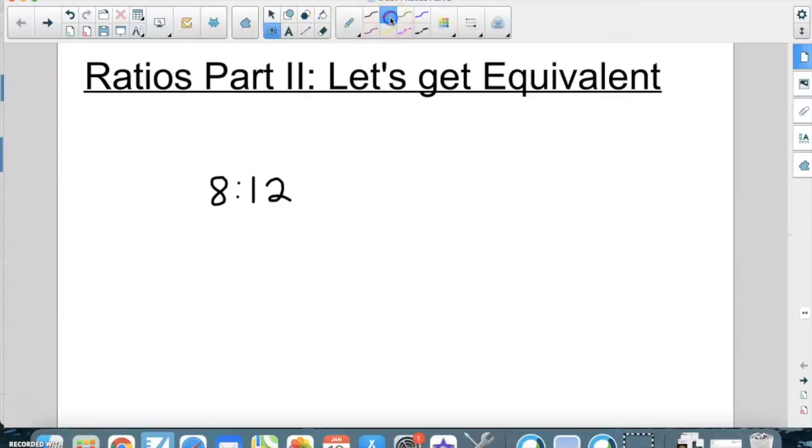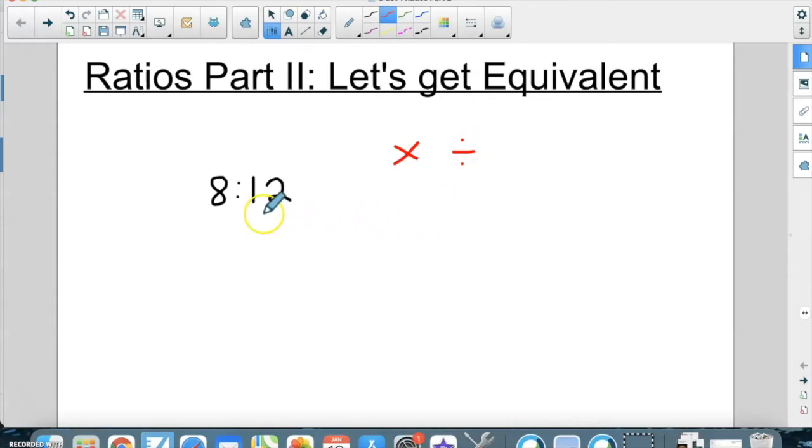All right, today we'll be doing ratios part 2. Let's get equivalent. So here's our ratio, 8 to 12. And to find an equivalent ratio, equivalent means equal, right? So we can do one of two operations. We can multiply or we can divide.